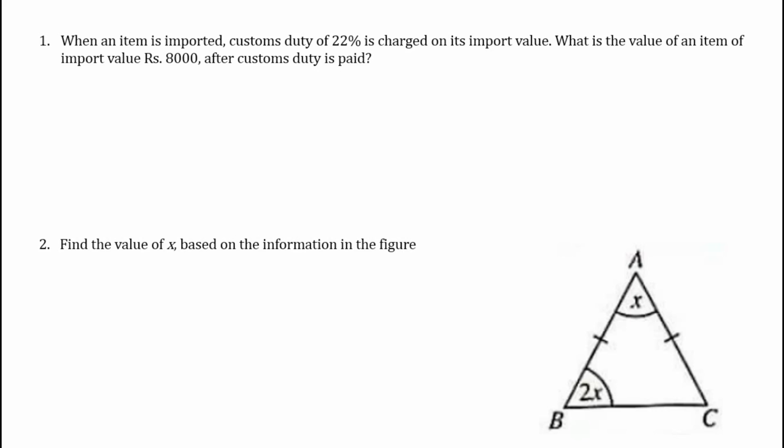So now we should find the value of the item after the custom duty is paid. So the value will be the value of the item initially plus the custom duty. That will be 8000 multiplied by 122 over 100. So when we do this in the simple way, we cancel these two zeros with these two zeros. So you get 80 multiplied by 122.